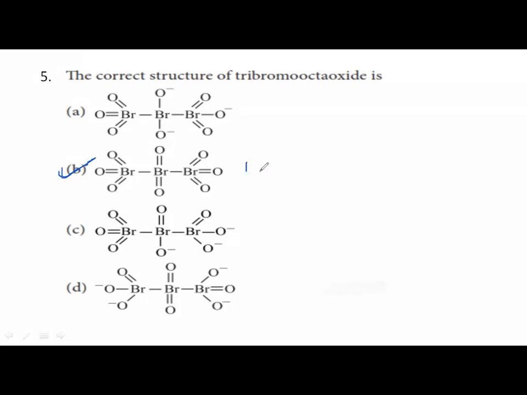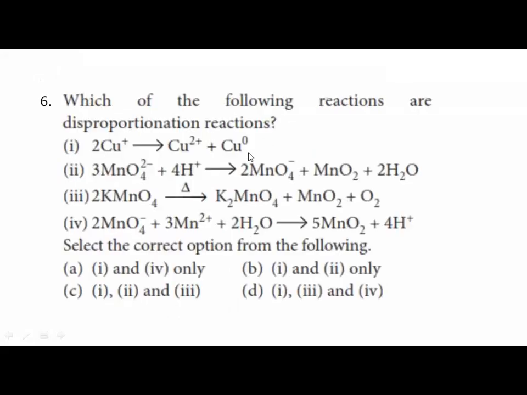So this is nothing but tribromo octaoxide. Three Br atoms, each Br is linked to oxygens through double bonds. The middle Br has 2 oxygen atoms linked through a double bond, and on the other end there are 3 oxygen atoms linked through a double bond. So that is the correct structure. They have not said ion, so this becomes the correct structure.